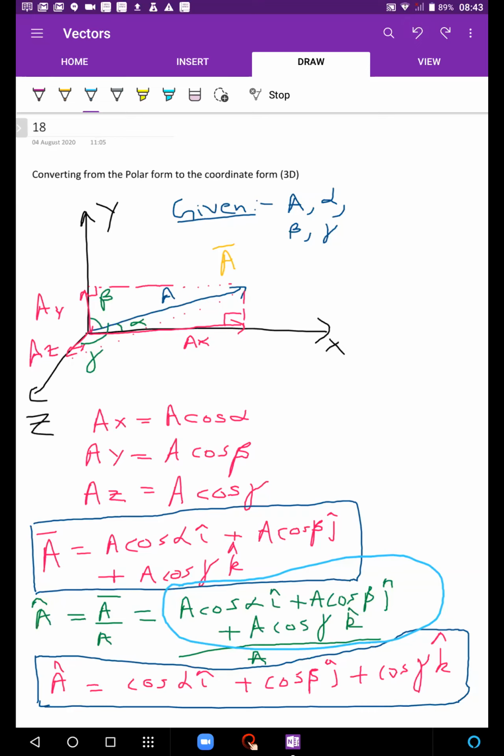Okay? A bar makes an angle gamma with the z-axis. So its component along that direction is a cos gamma. Z is adjacent to gamma, so Az becomes a cos gamma. Clear? Understood?